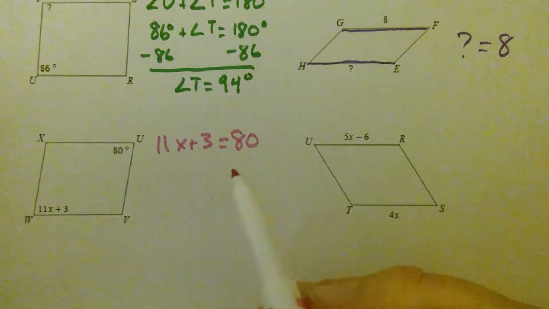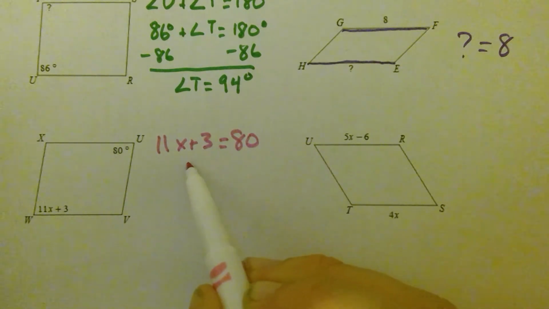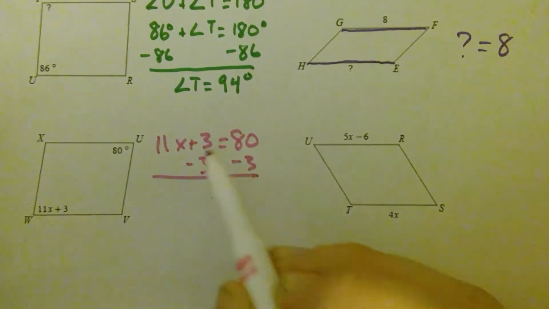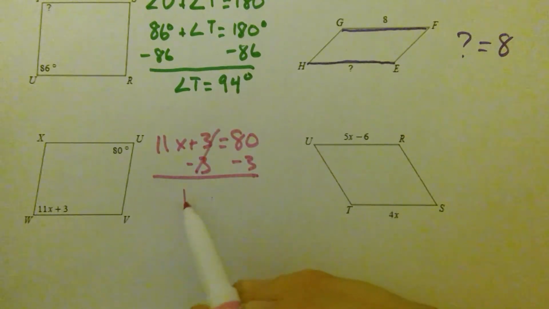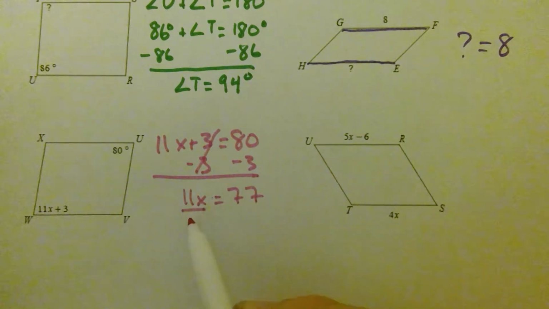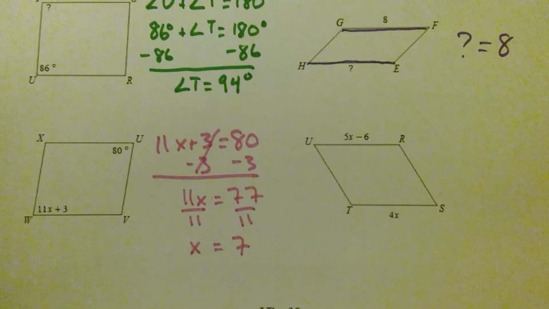Okay, so we're throwing it back to our solving equations. We're going to get our x by itself. Subtract 3 on both sides. Okay, 11x equals 77. And then we're going to divide by 11 on both sides. And so x will equal 7.